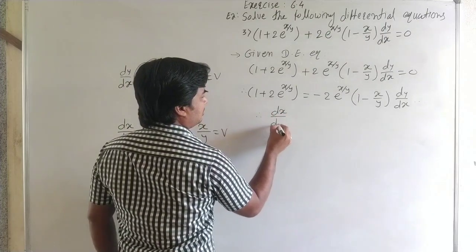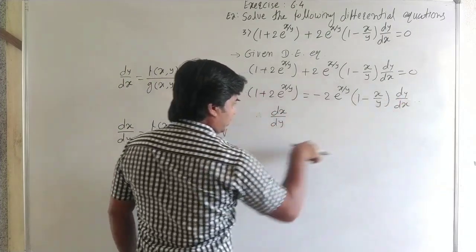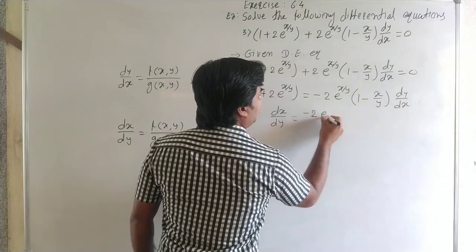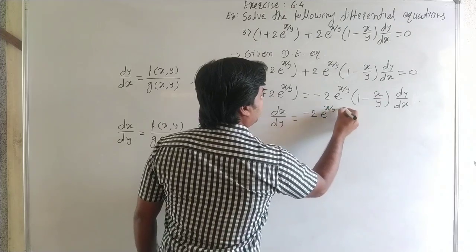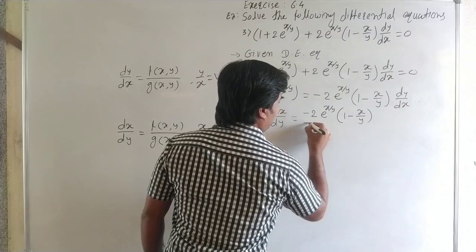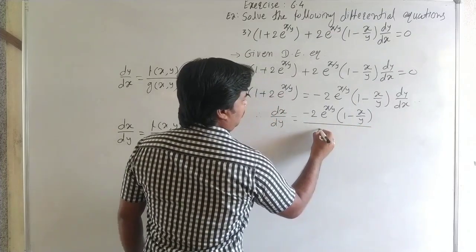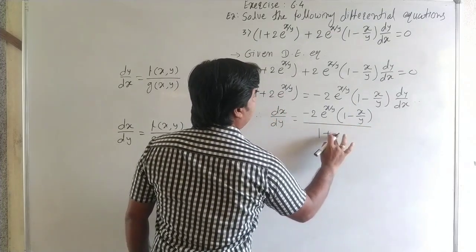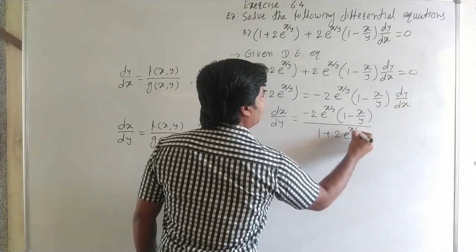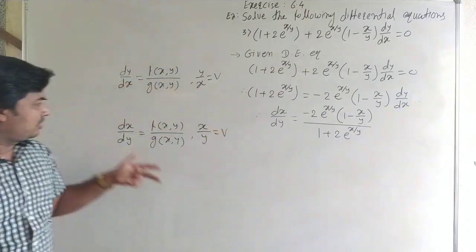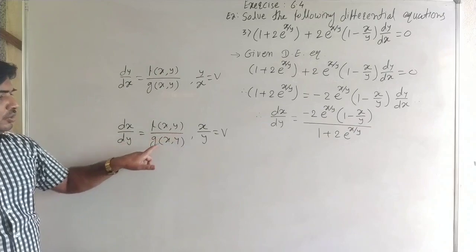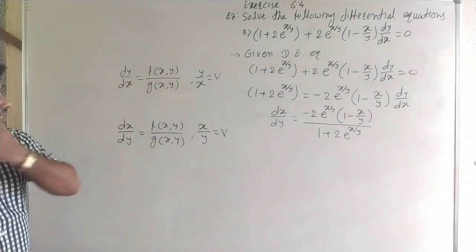See carefully, dx by dy is equal to minus 2 e raised to x by y into 1 minus x by y upon 1 plus 2 into e raised to x by y. Now this equation is in the form dx by dy is equal to f of x comma y upon g of x comma y.